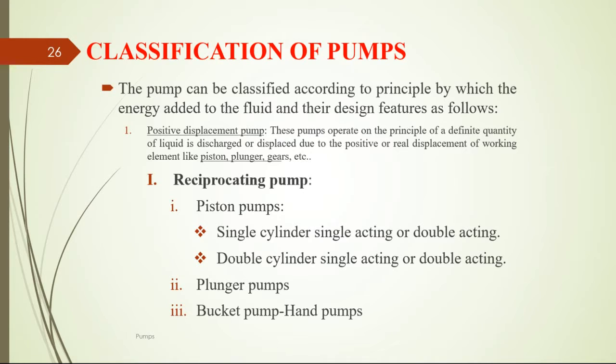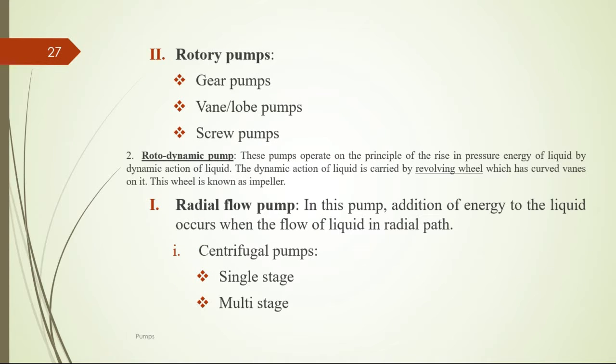In that, the first one is the reciprocating pump. It is again divided into three types: piston pumps, plunger pumps, and bucket pumps or hand pumps. The piston pump is again divided into two types: single cylinder, single acting or double acting, and double cylinder, single acting or double acting. The second is rotary pumps, which are again divided into three types: gear pumps, vane or lobe pumps, and screw pumps.